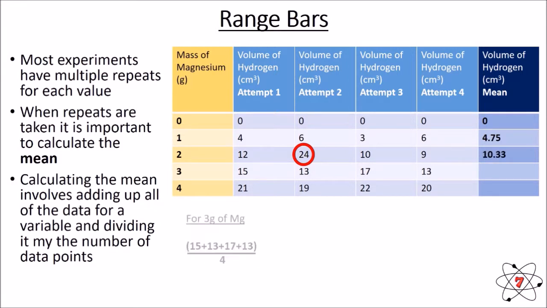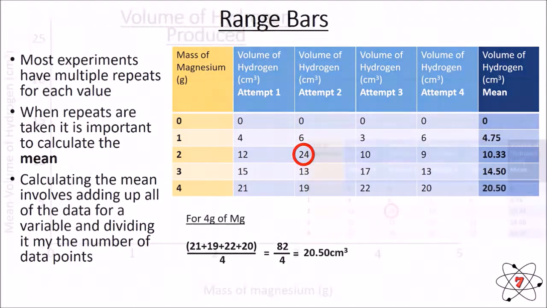This process then gets repeated. So for 3 grams, we add them up, we divide them by 4, and we get 58 divided by 4 is 14.5 centimetres cubed. And we repeat it one last time. For 4 grams of magnesium, add everything up, divide it by 4, gives us 82 divided by 4, which is 20.50 centimetres cubed of hydrogen.